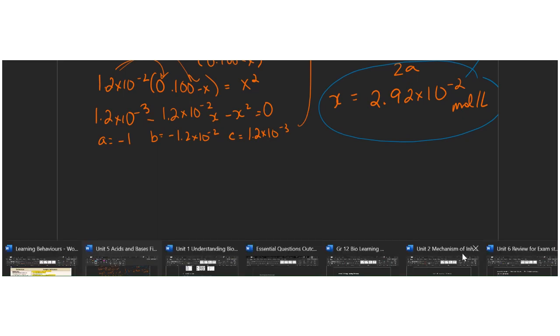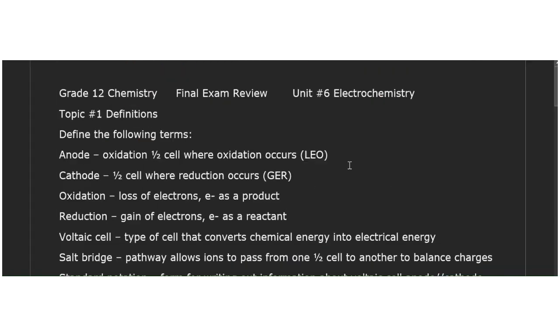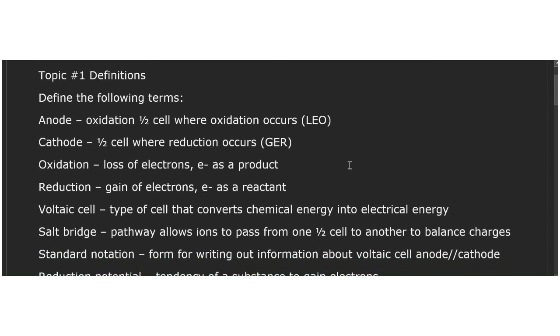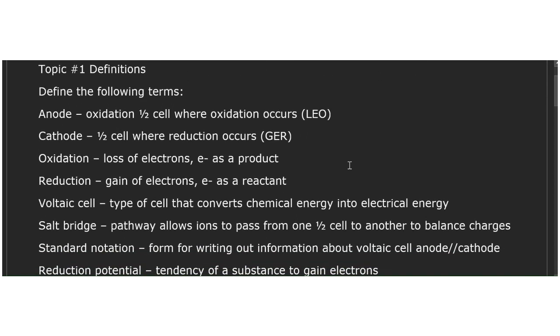All right. So let's review last unit quickly. So everybody needs some sort of definitions. So an anode is the oxidation half cell where oxidation occurs, your Leo or your oil, right? The cathode is the opposite where reduction occurs, right?